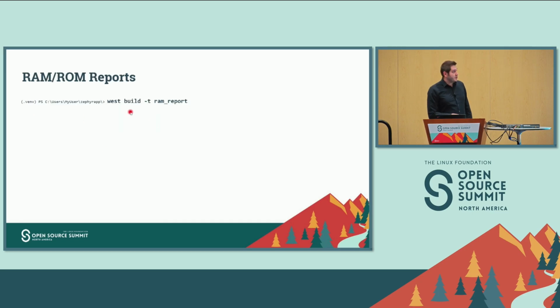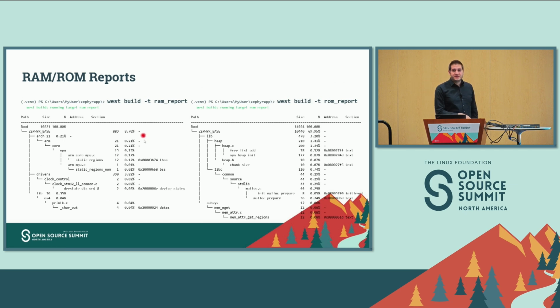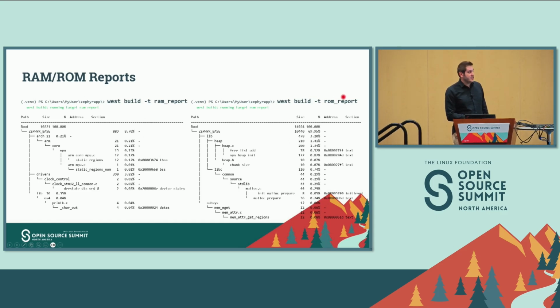You can also do some reports. So for example, we can do a RAM report, and this will show you the different variables and where they are going to be placed in the RAM, the BSS and data sections. We can also do a ROM report. This will tell you where these different variables are going to be placed in memory and in which section as well, here on the flash or ROM.